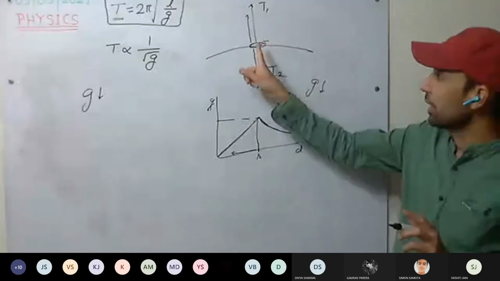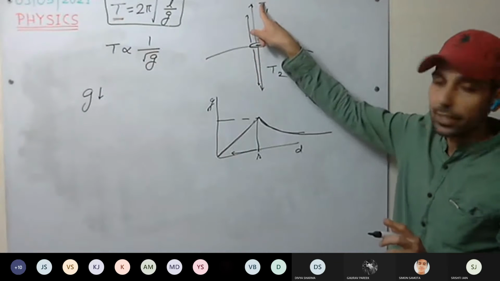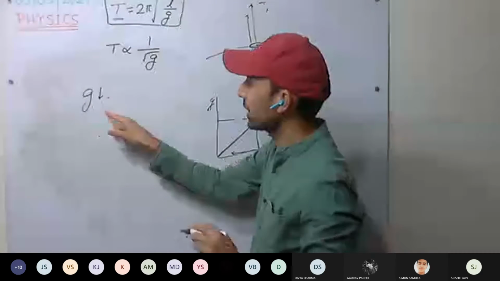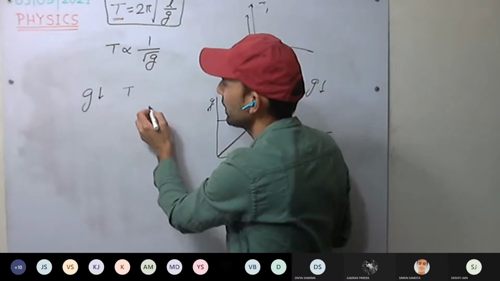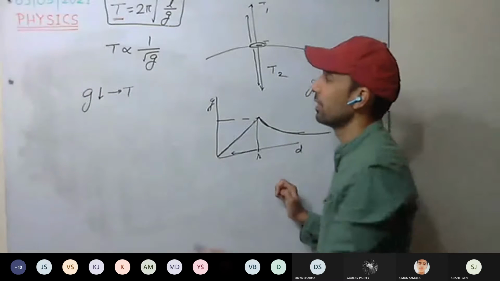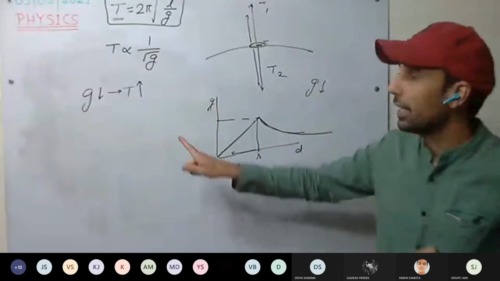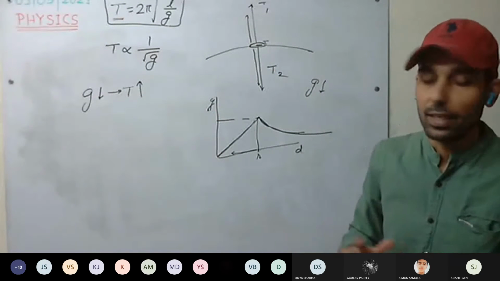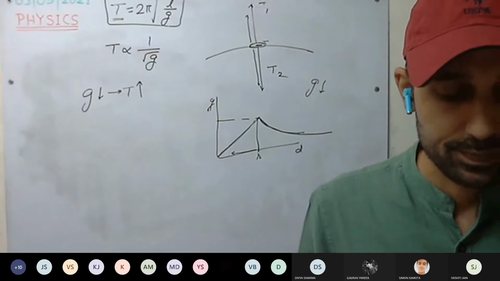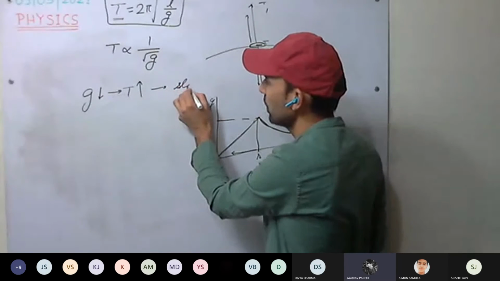So always remember, acceleration due to gravity is maximum on the surface. It decreases up in the air. It decreases when we go deep inside. So as gravity decreases, does the time period increase or decrease? It increases because they are inversely related. As time period increases, does our clock become fast or slow? Slow. It will become slow.